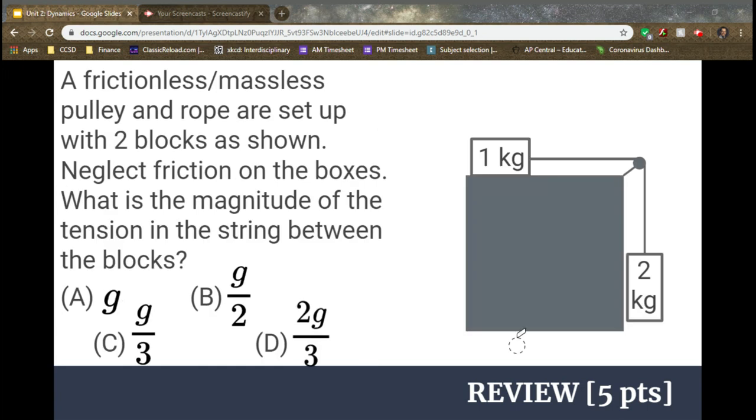New one. A frictionless, massless pulley and rope are set up with 2 blocks as shown. You can neglect the friction on the boxes and the ropes and pulleys, and they're massless and stuff like that. Okay. What is the magnitude of the tension in the string between the blocks? What is the magnitude of the tension in the rope? The correct answer is D.